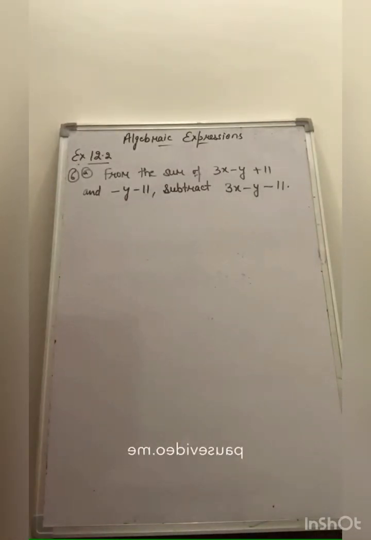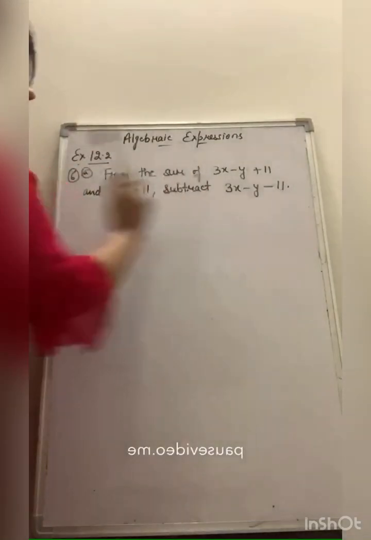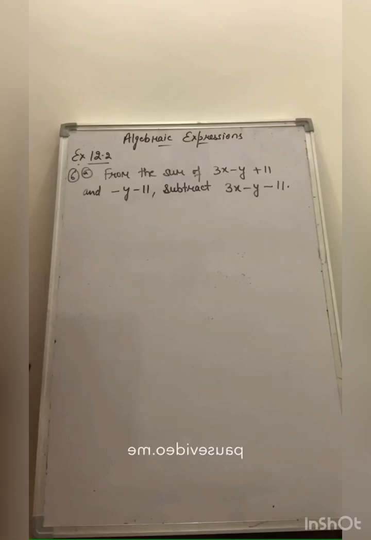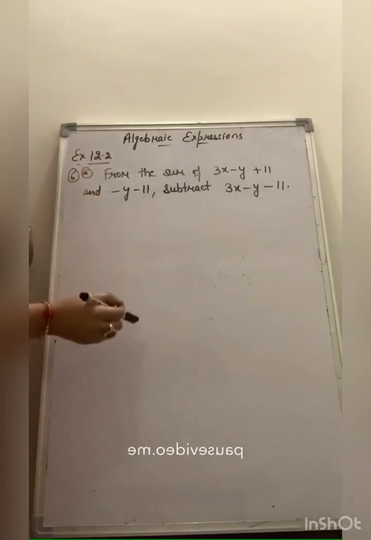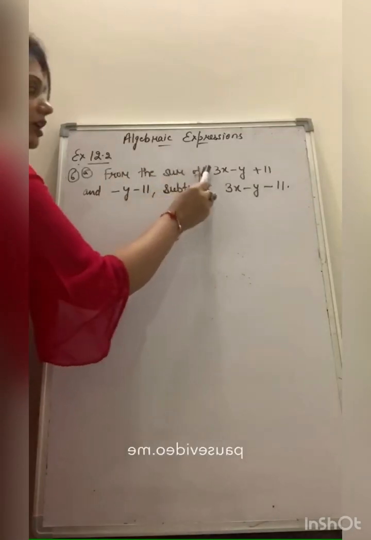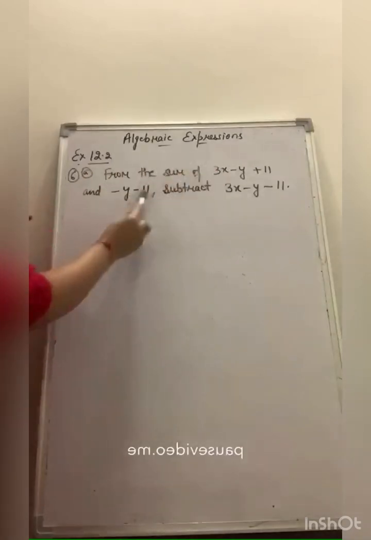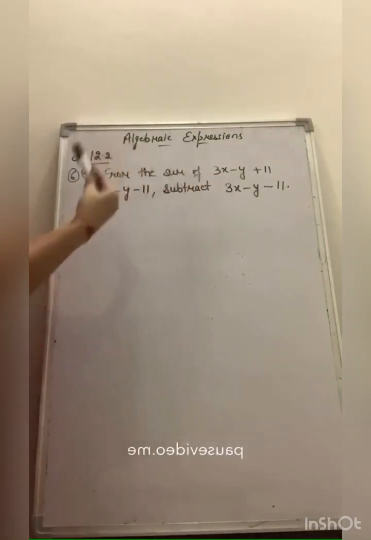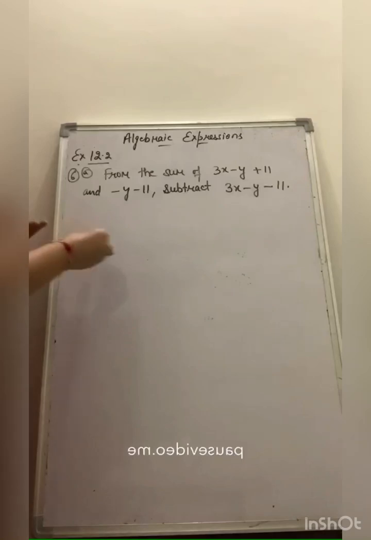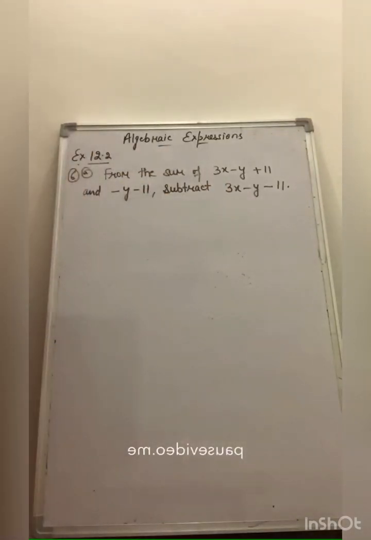Now see the next question. Sixth question, A part. From the sum of this and this, subtract this. So it is very much clear from the question. What is the first step? The first step is to do the addition of this algebraic expression and this. And then after adding these two algebraic expressions, whatever we get, we have to subtract this from the sum of these two. Right? So let us solve.